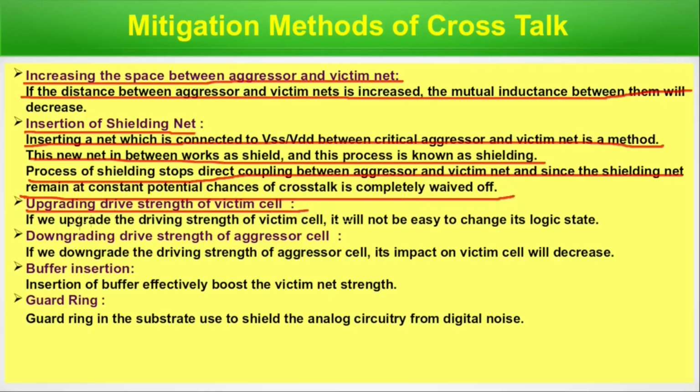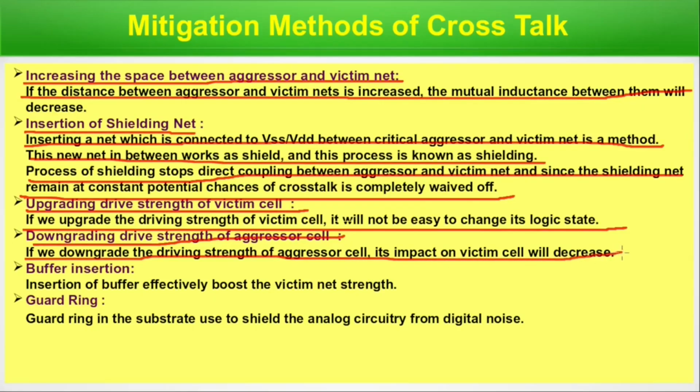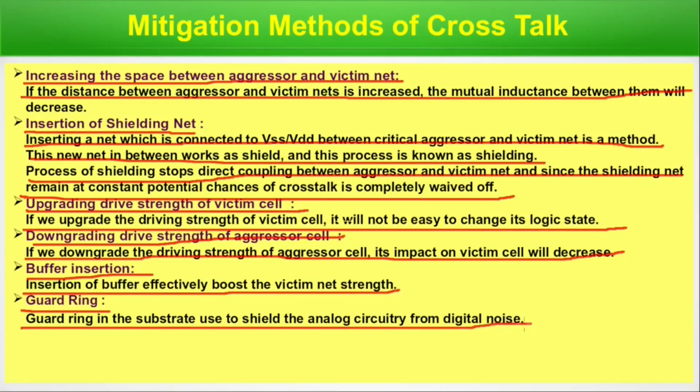Upgrading drive strength of victim cell. If we upgrade the driving strength of the victim cell, it will not be easy to change its logic state. Downgrading the driving strength of aggressor cell. If we downgrade the driving strength of the aggressor cell, its impact on the victim cell will decrease. Buffer insertion: insertion of a buffer effectively boosts the victim net strength. Guard ring in the substrate is used to shield the analog circuitry from digital noise.